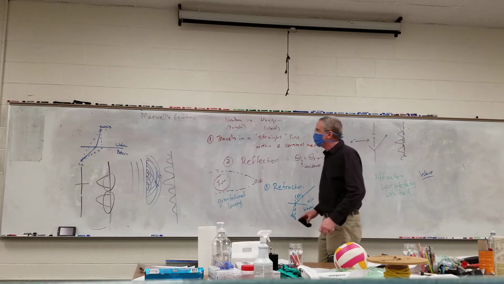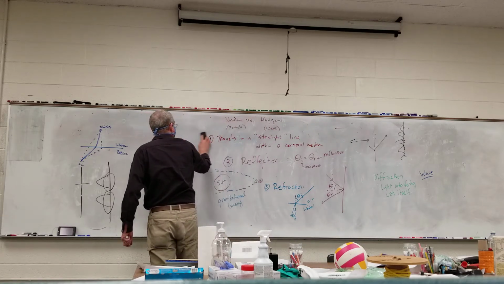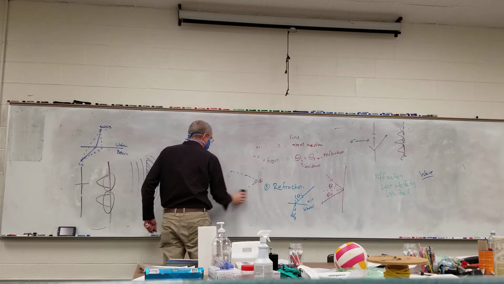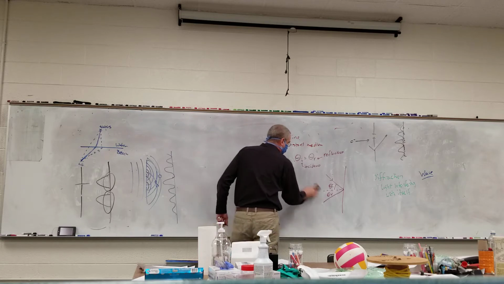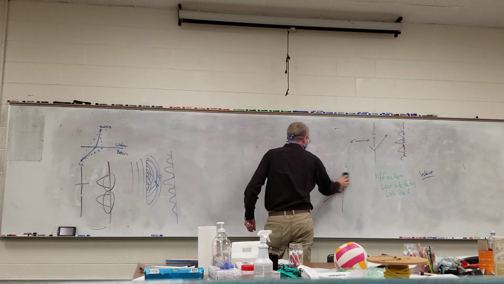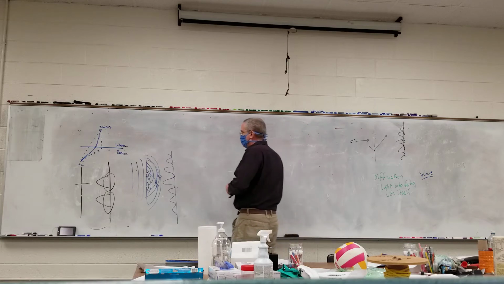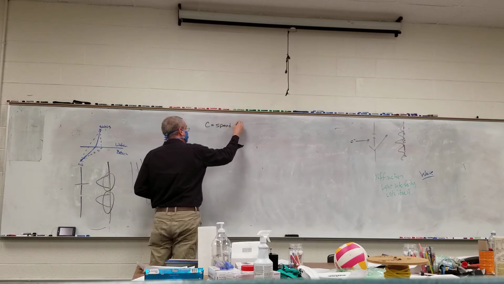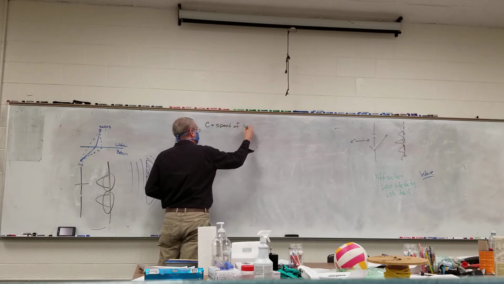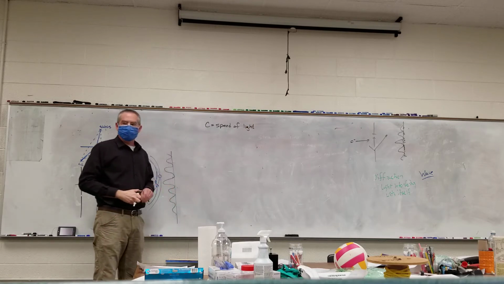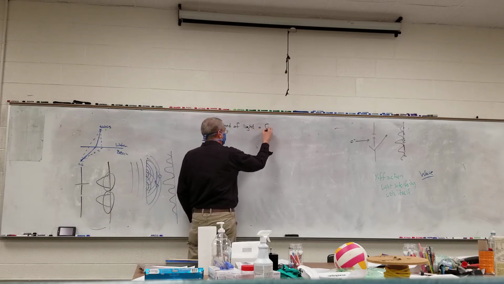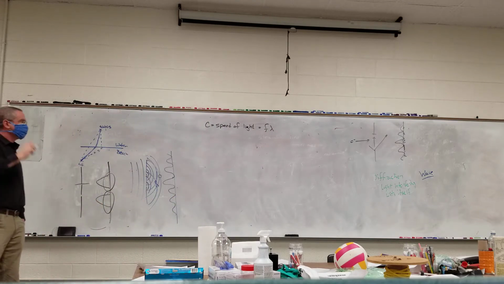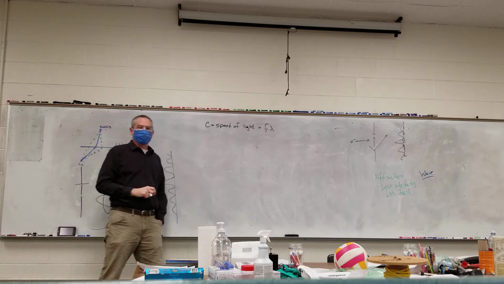A couple other things. Sort of that light as a wave bit. Since the speed of light was considered constant in a particular medium, c equals the speed of light. If it is a wave, that means it's going to be frequency times the wavelength. So the bigger the wavelength, the smaller the frequency.